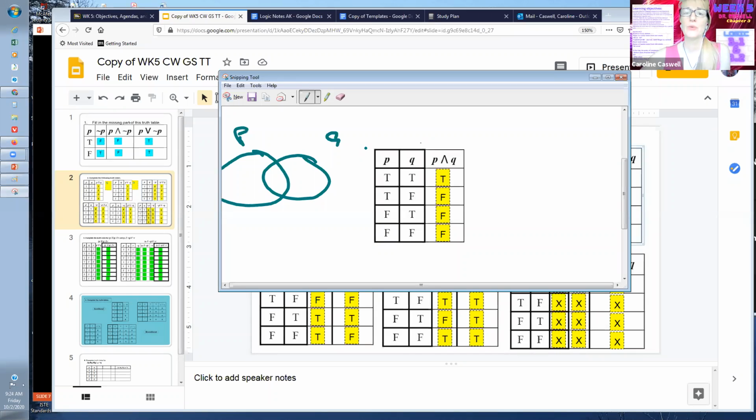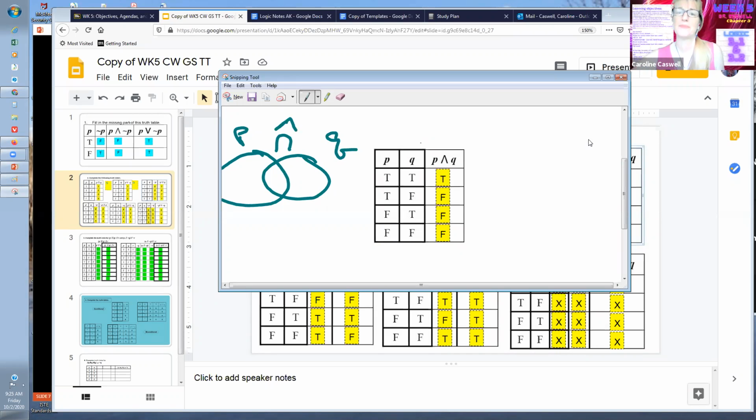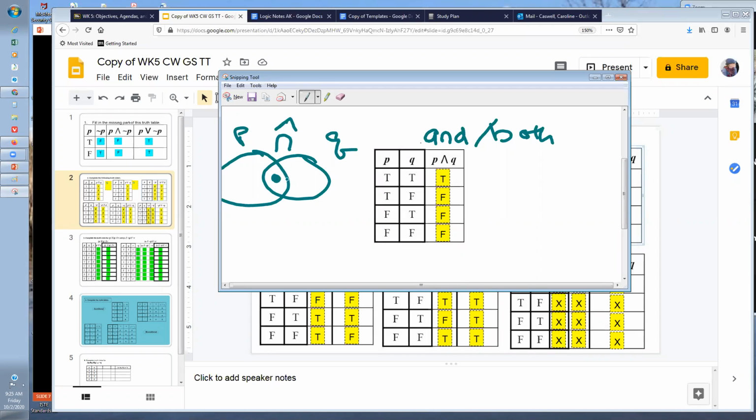I have P and I have Q. Think of intersection. Even though it's a caret, not an N, it's still the same concept. This means and, this means both. It's very particular. If you don't have it in both, then it's a no, meaning a false. So if I were to take the and, true, true, it's the center. That's the and.